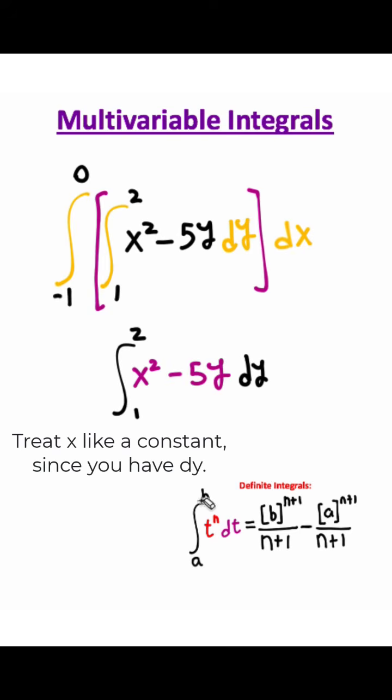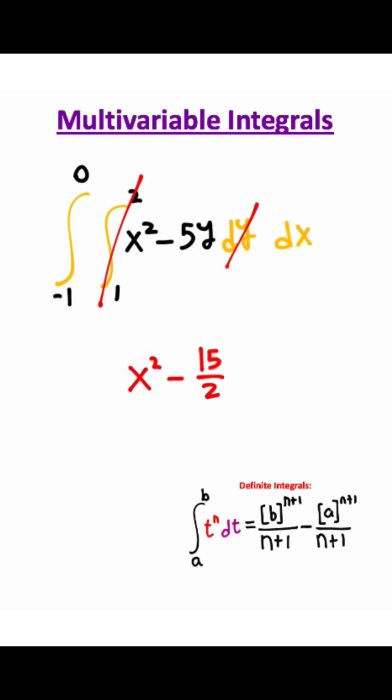So what you're going to do is use this power rule and bound it from the high bound, which is 2, and the low bound, which is 1. And what you should end up with is this expression here.